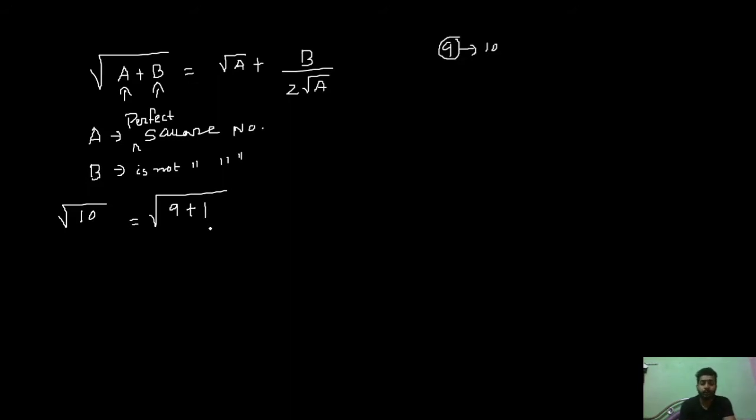Here 9 is a perfect square number and 1 is also a perfect square number. So b can be a perfect square number or not. B can be any number but a has to be a perfect square number. So here root 10 equals root of 9 plus 1. The formula gives root over of a, that is root over of 9, plus b, which is 1, by 2 root over of 9.